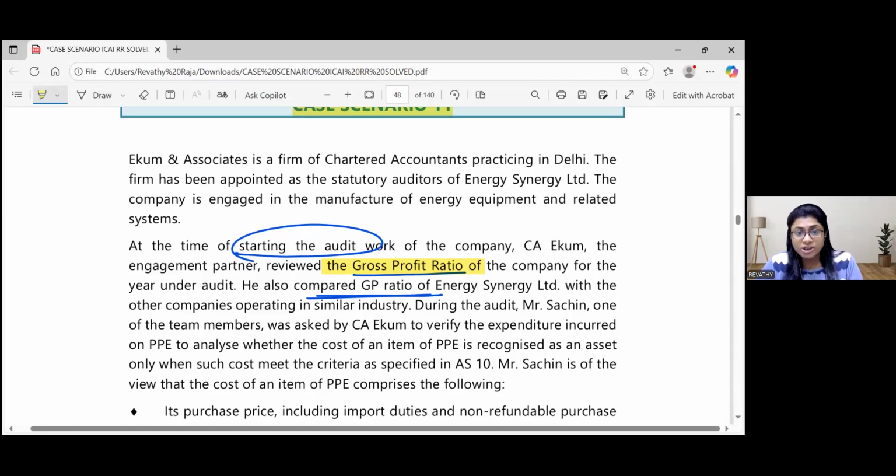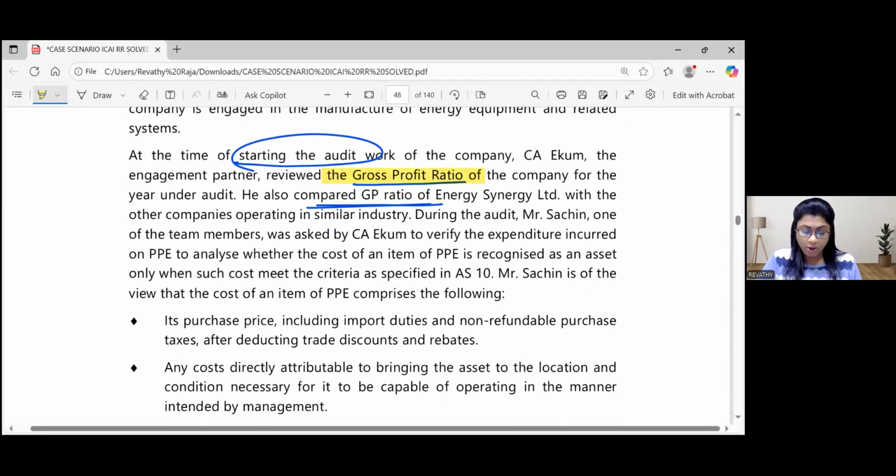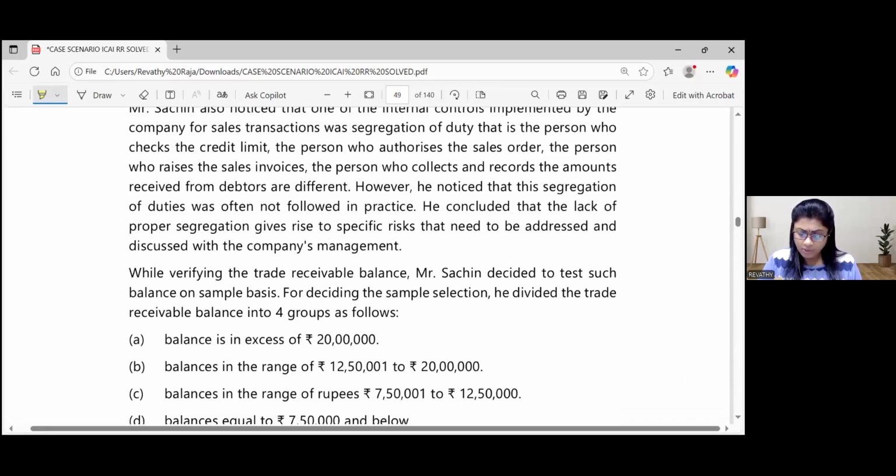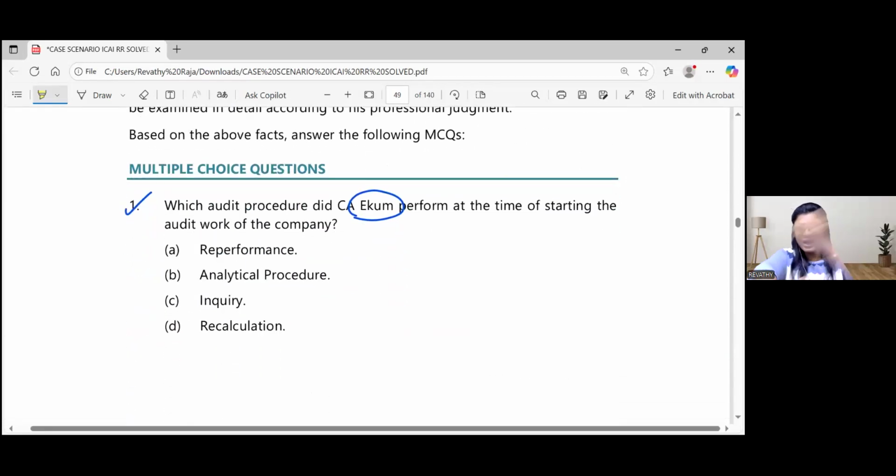In analytical procedure, which one is he doing, ratio or trend? Gross profit ratio, so he is doing ratios. Can we go directly to the options? We got the answer, right? Reperformance, analytical, inquiry, recalculation. The answer is very clearly B, analytical procedure.